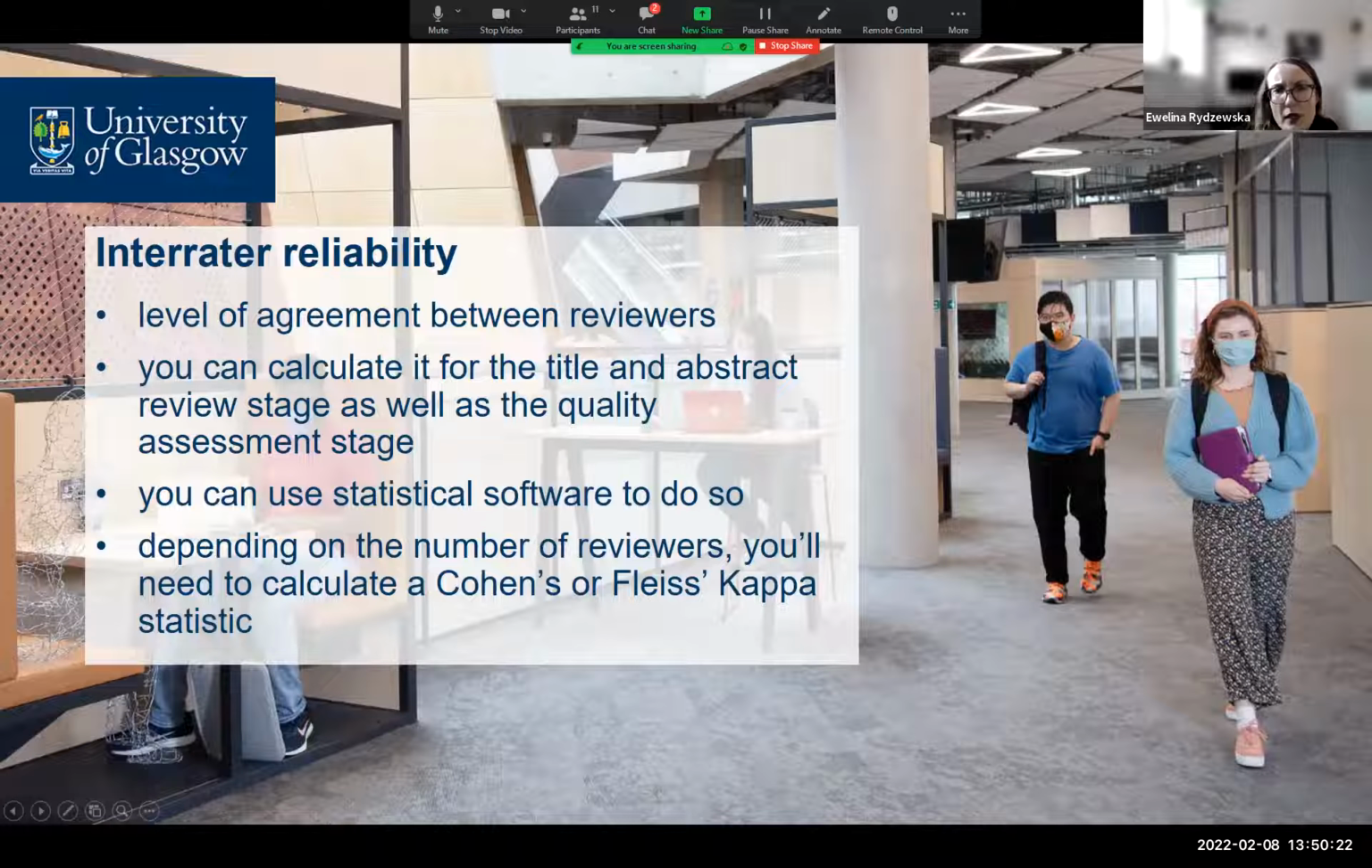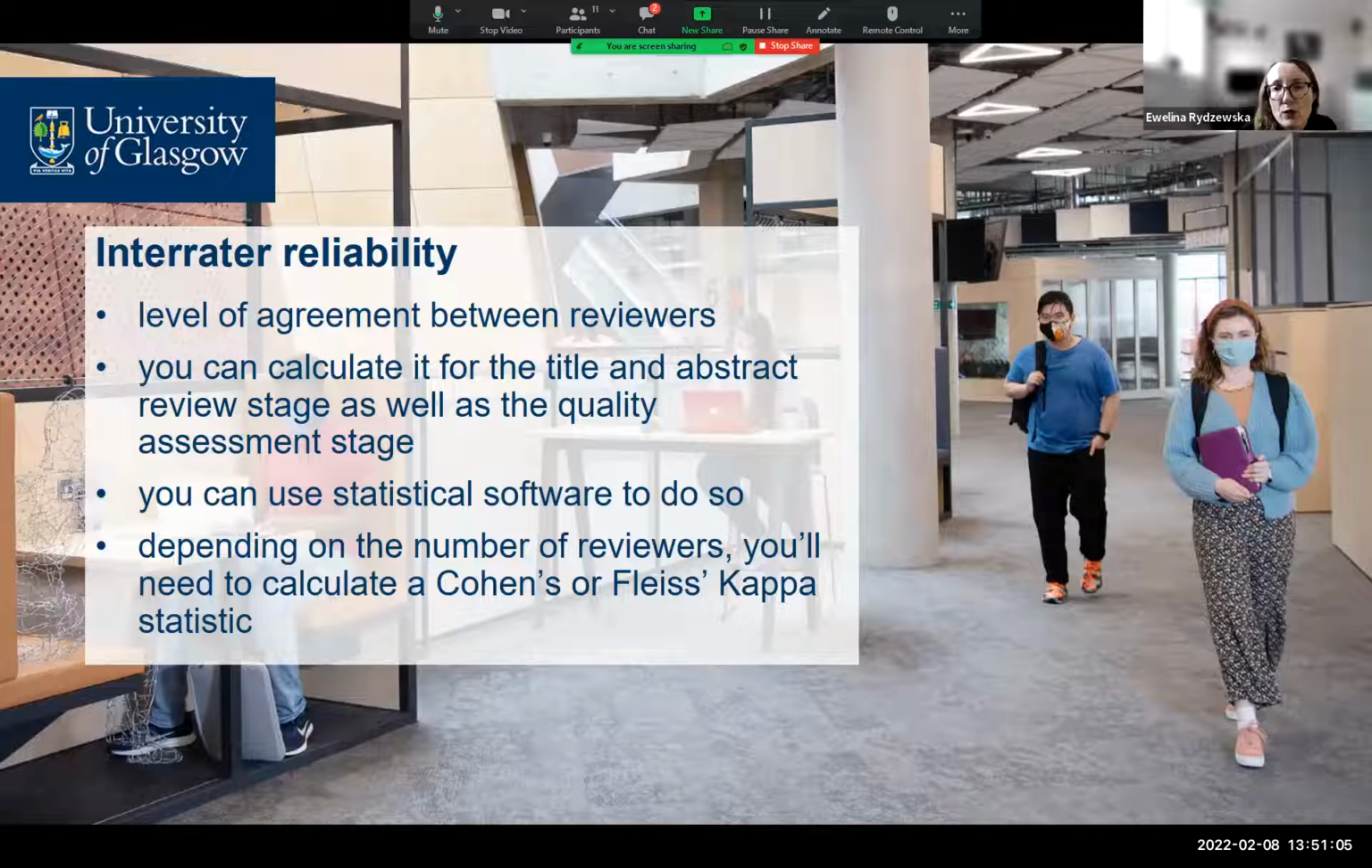And one last thing, I think, is inter-rater reliability. So that's something to look at in terms of the level of agreement between reviewers. And again, I recommend having it if you're looking to publish. If you're not looking to publish, if it's a master's project, then that's probably not always necessary. But I do tell my students anyway, those who want to know about it. You can calculate it at the title and abstract review stage, as well as the quality assessment stage. Those are the stages I've done. I've not done the full text review stage before, but you can calculate the level of agreement.